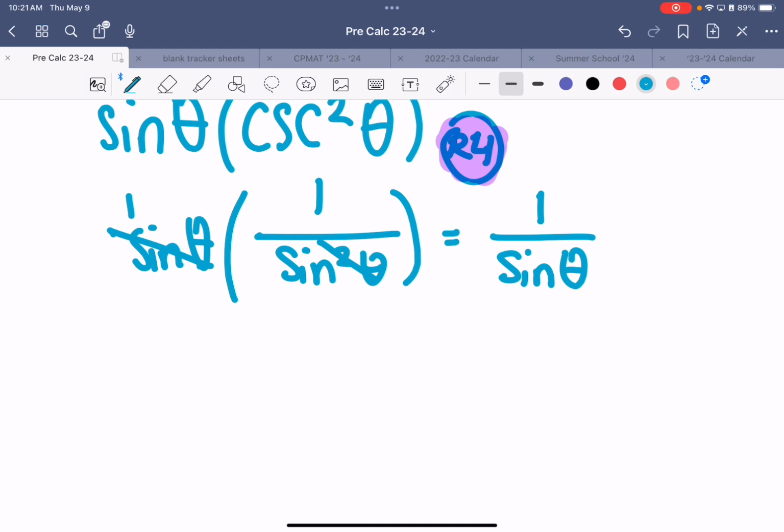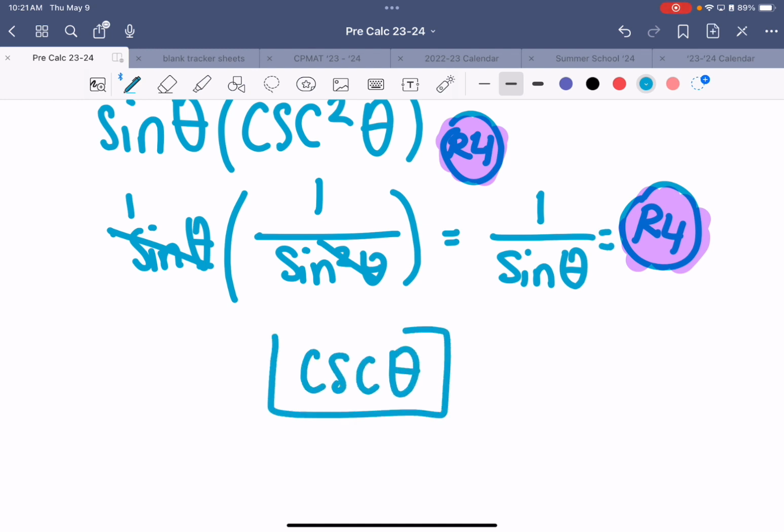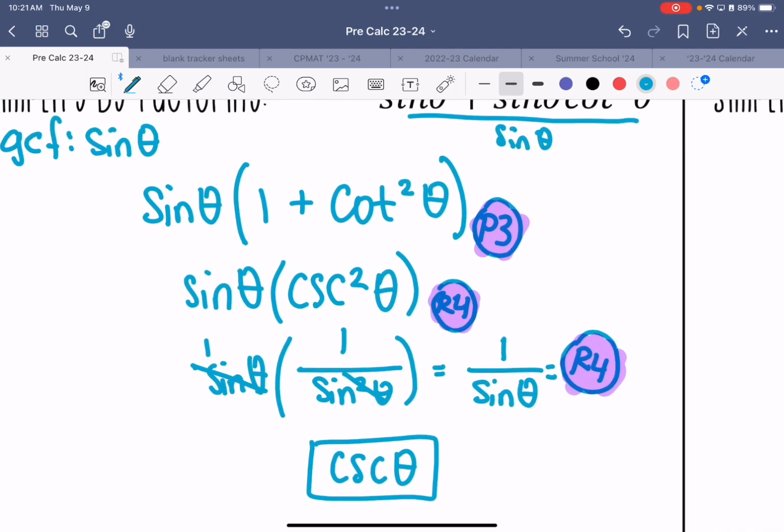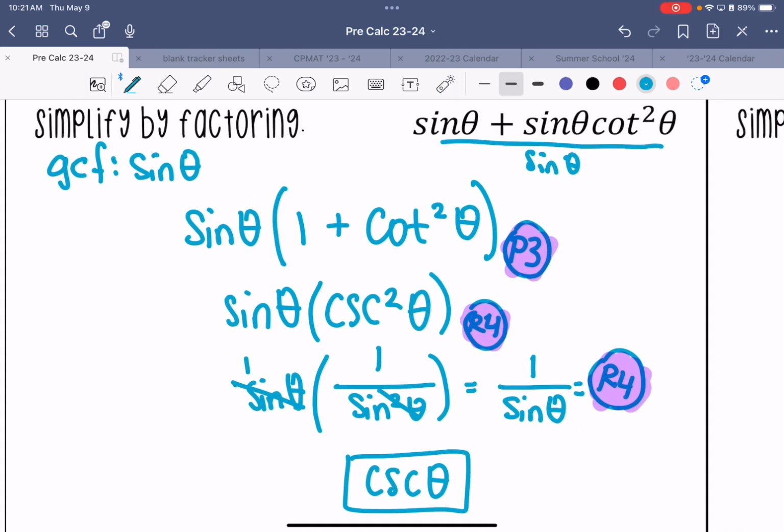And we're almost done. Remember, our goal is to get down to 1 trig function that's in the numerator. So I'm going to look now. I have 1 over sine. I just used it, right? I just used R4 that said that cosecant is equal to 1 over sine. So if I do R4 again, this feels silly, I know, I will get to cosecant. And now I have 1 trig identity in the numerator, and that would be the answer. That felt long, but that was actually only 4 steps. There we go. Here's the whole question.